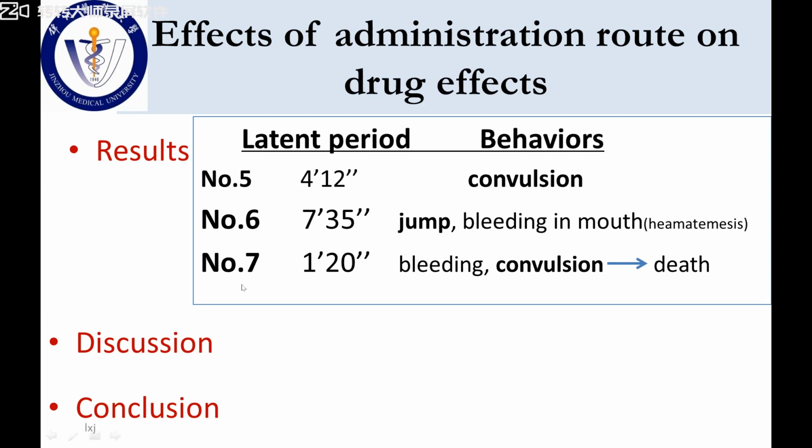And number 7, this mouse shows bleeding in mouth, and it also shows convulsion. Finally, it died. And the latent period to show convulsion for number 7 is 1 minute 20 seconds. Now, compare these results.